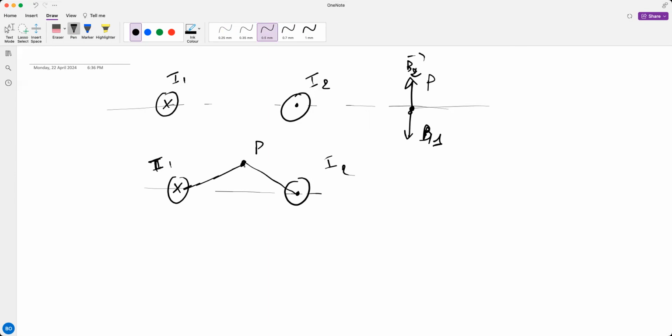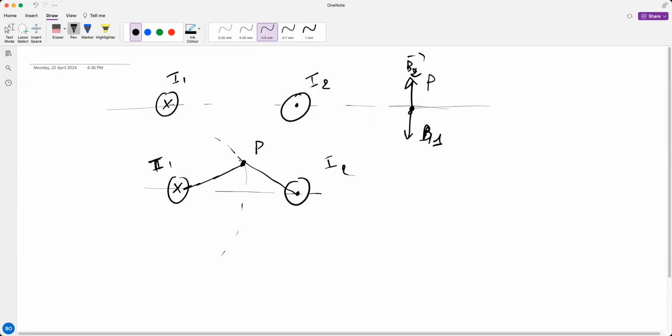And obviously here you can use Ampere's law. So Ampere's law will tell you that this is the magnetic field created by I1, B1. Okay, and then do this. I'm not good at drawing. And the magnetic field by I2, B2, is this. And you can calculate the projections of both magnetic fields B1 and B2.